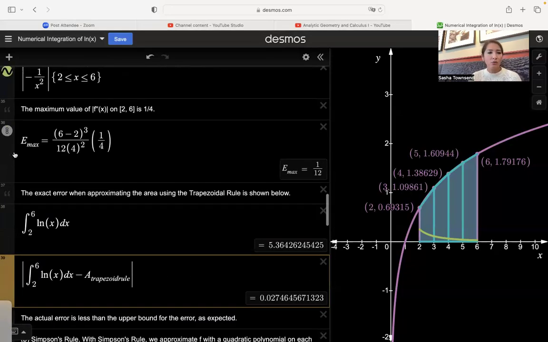So if we want to, we can use Desmos to calculate the value of the integral, give us a decimal approximation out to 11 decimal places. And so we get that.